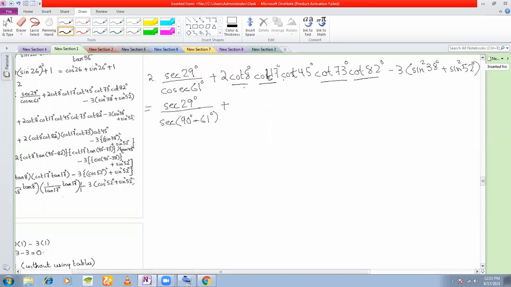So what you will do here is you look for those pair of cots whose angles sum to 90 degree. Tell me which two angles will add to 90 degree here. Look at these two, cot 17 and 73. This will add up to 90 degree. Cot 8 and cot 82. This will add up to 90 degree. So you take them together. 2 cot 8 degree, cot 82 degree. You take this together. You take cot 17 degree, cot 73 degree together because they add up to 90 degree, and only cot 45 is left. You write cot 45 here.